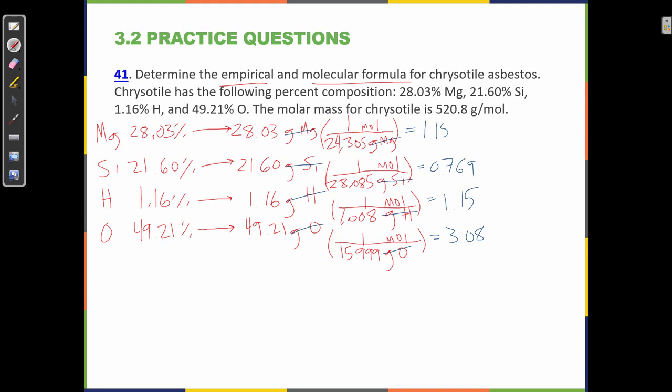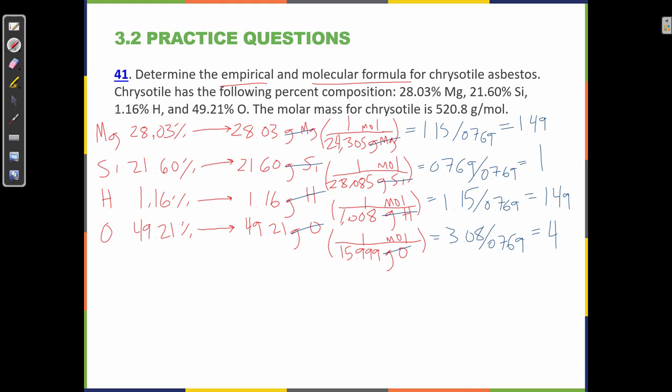Okay, and then we divide by the smallest. The smallest is 0.769. 0.769 divided by 0.769, all right, and then we get 1 here. 1.15 divided by 0.769 is 1.49. 3.08 divided by 0.769 is 4.